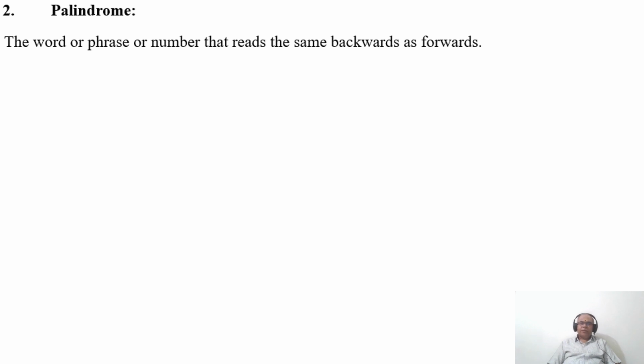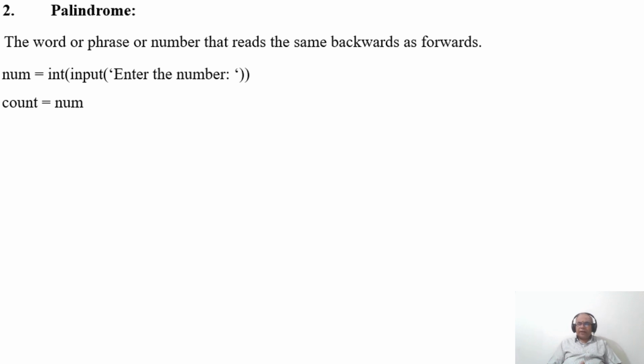Like Malayalam: when you read it from the left side it is Malayalam, and when you read it from the right side it is also Malayalam. This is for a string, and for a number. So we are going to write a small program for that. So how to do that?